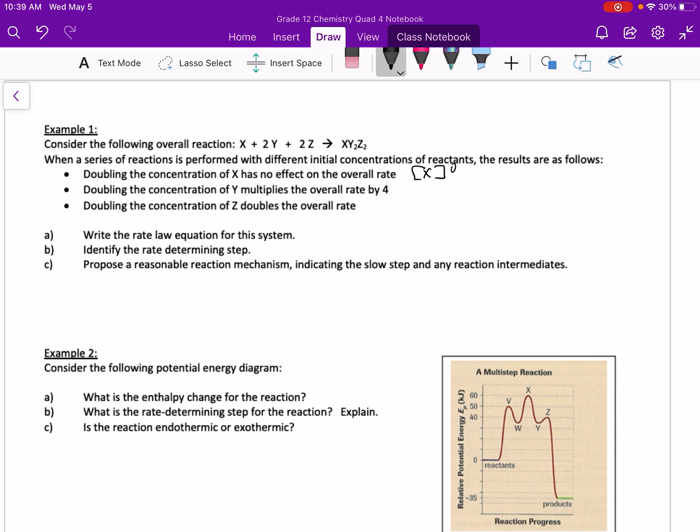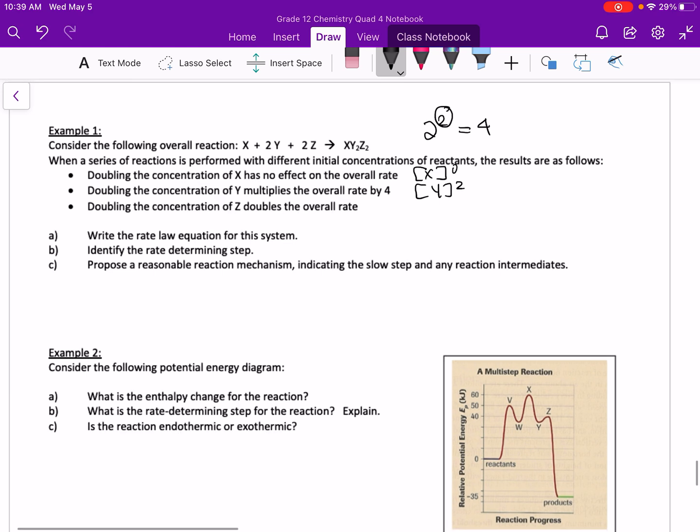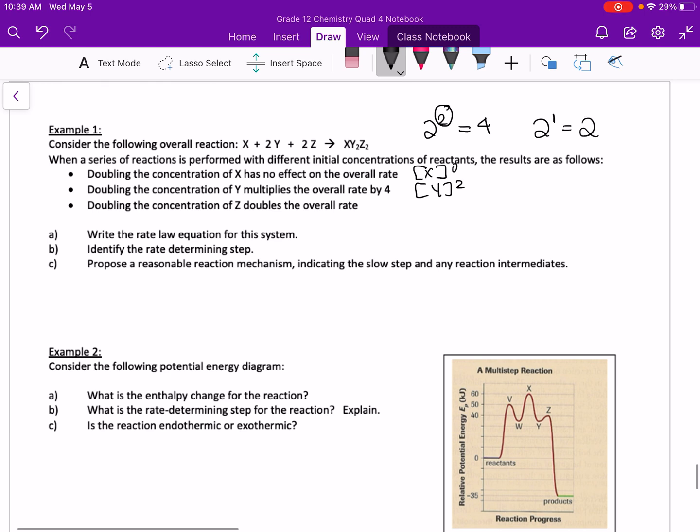When I double the concentration of y, it multiplies the overall rate by 4. That's because when I double the concentration, I'm raising it to the power of 2, so I'm going to get 4. So this tells me this is a second-order reactant. Doubling the concentration of z doubles the overall rate. So I'm doubling the concentration of z, and I'm going to put that to the power of 1 to double the overall rate, giving me an order of 1.